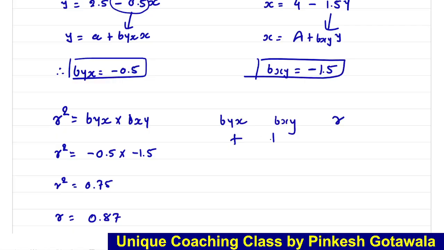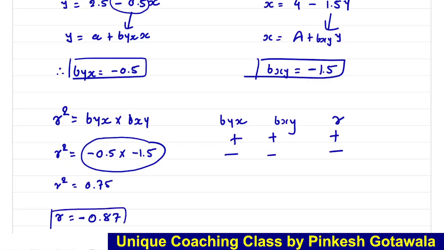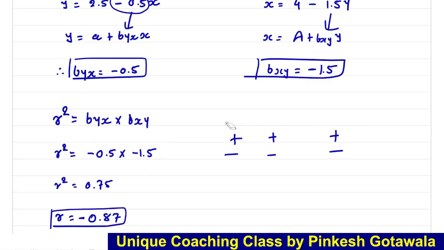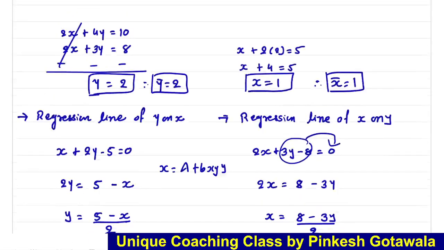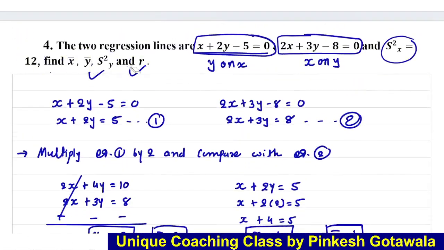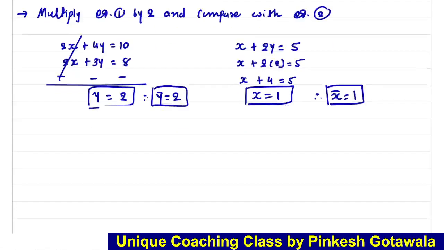If both are plus, r is plus. If both are negative, r is negative. Okay, याद रखो. Here our byx and bxy are negative, so in our final answer we have to write this negative sign. Okay, જો બંને પ્લસ હશે તો આન્સર પ્લસમાં આવશે, બંને માઇનસ હશે તો આન્સર માઇનસમાં આવશે. Now the last question, what they ask to find out is x square y, and x square x is given as 12.